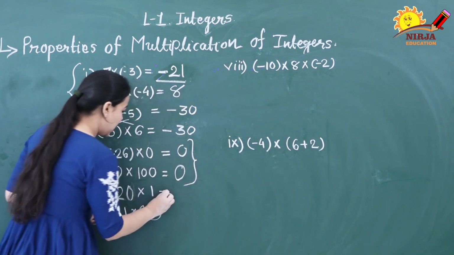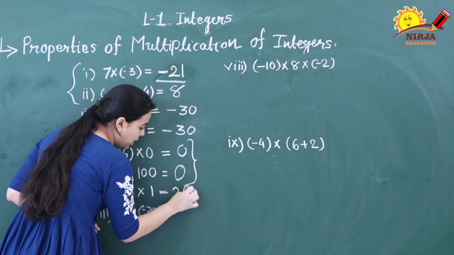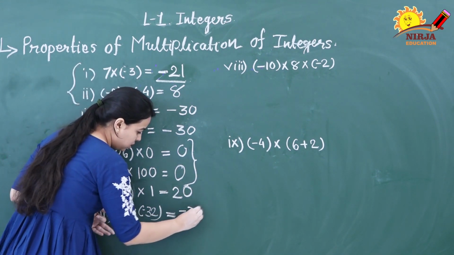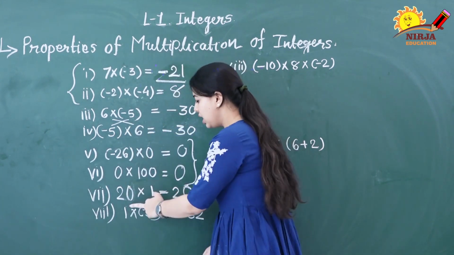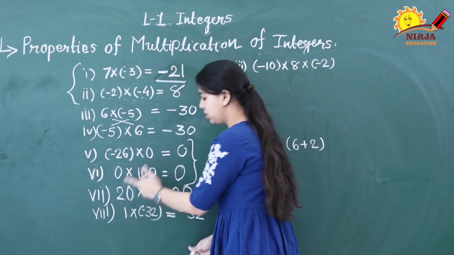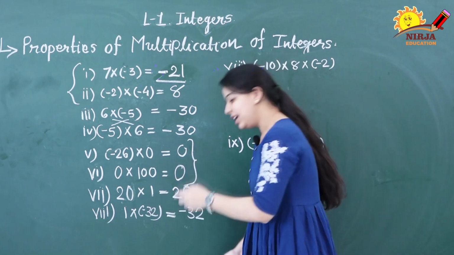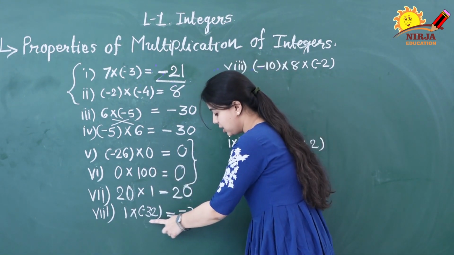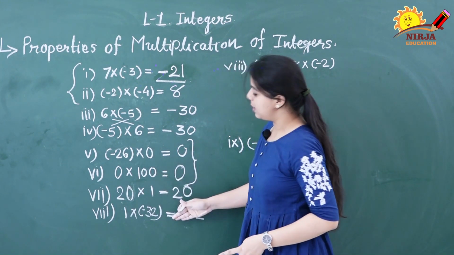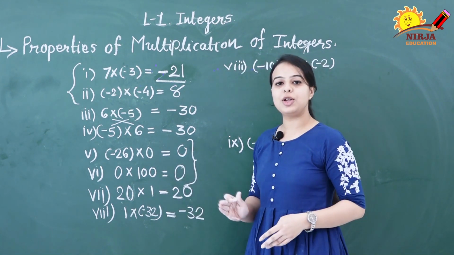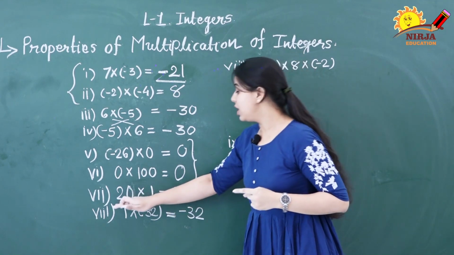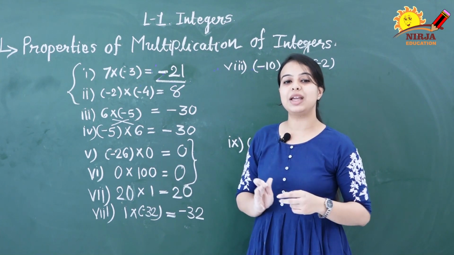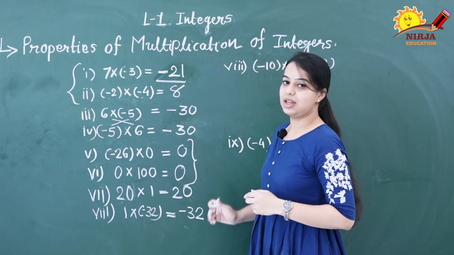Next one is 20 multiplied by 1. 20 multiplied by 1 is 20. 1 multiplied by minus 32. This is minus 32. So as you have seen, here I have multiplied 20 with 1 and I have got 20. And here I have multiplied minus 32 by 1 and I have got the same answer, minus 32. So from these two examples we can conclude that if we are going to multiply any number by 1, then we are getting the number itself in the result. So you can say this is the multiplicative identity for multiplication of integers.